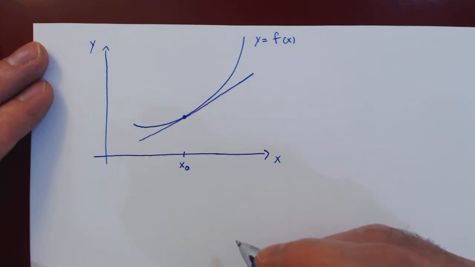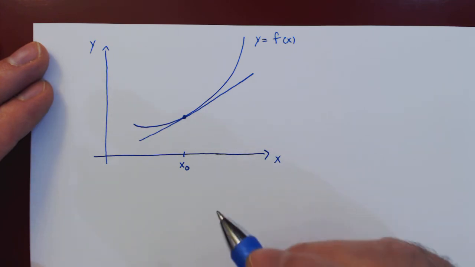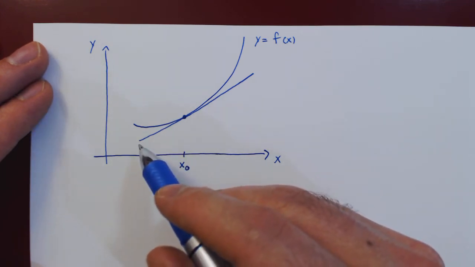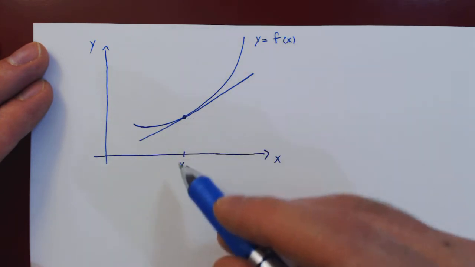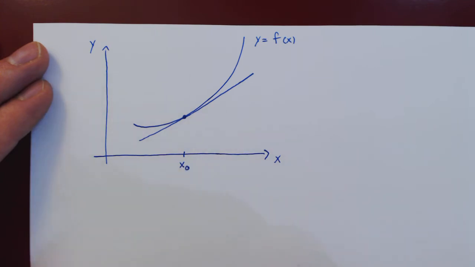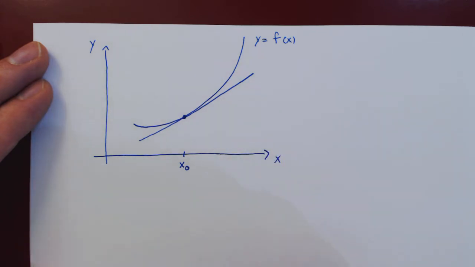Okay, so in this video, we will introduce the idea of linear approximation, but first, we will give an intuitive way to obtain the equation of the tangent line to a function at a given value of x, say x0. And the idea is to look at two different ways to obtain the slope of the tangent line.